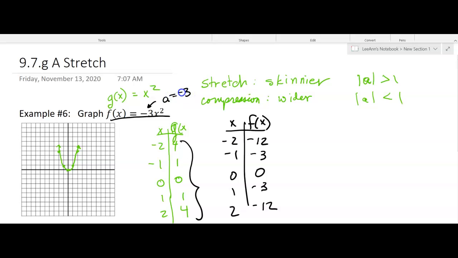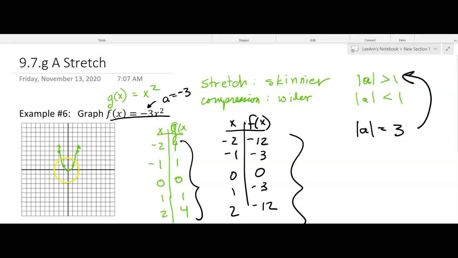Now the absolute value of A is 3. And so it's this case. We're expecting a skinnier parabola. But because A is negative, it's going to be upside down. Okay? So let's graph these points then.